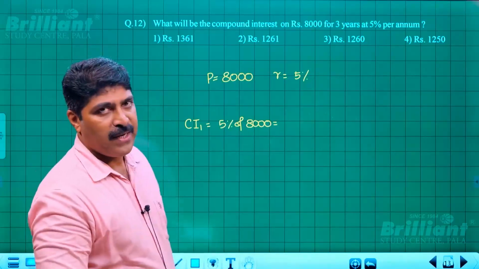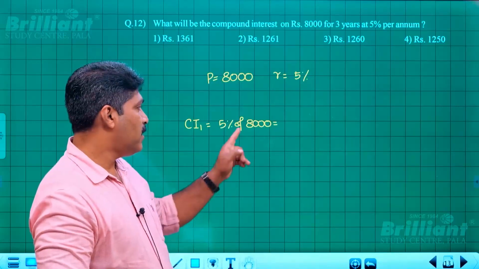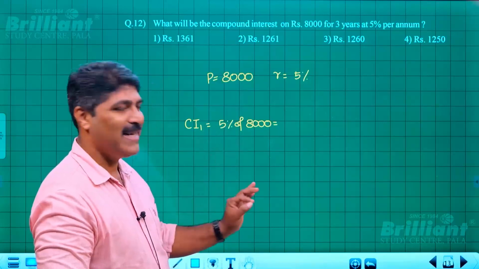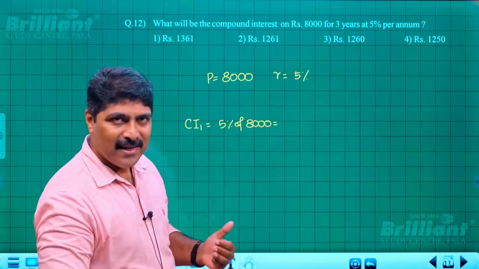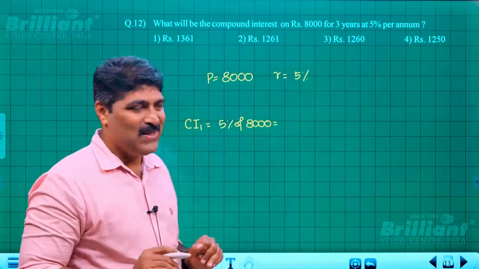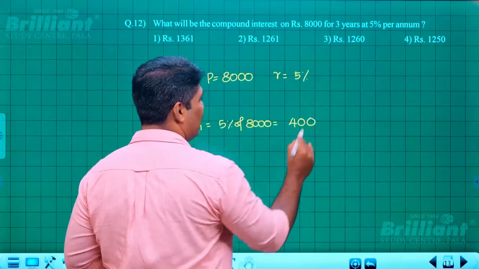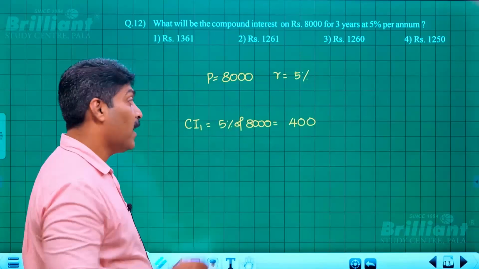Do you know how to find out 5% of 8,000 easily? What is 10% of 8,000? 800. If 10% of 8,000 is 800, 5% means half of that value. So what is half of 800? 400. So it's easy to find out what is 5% of such a value.